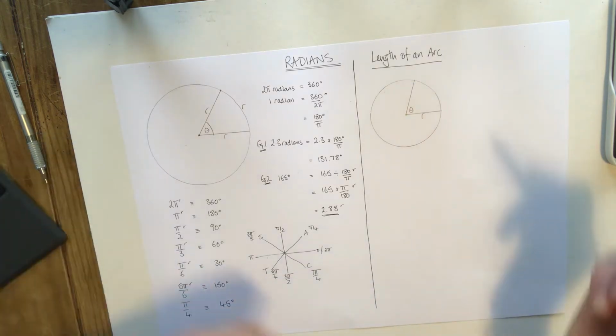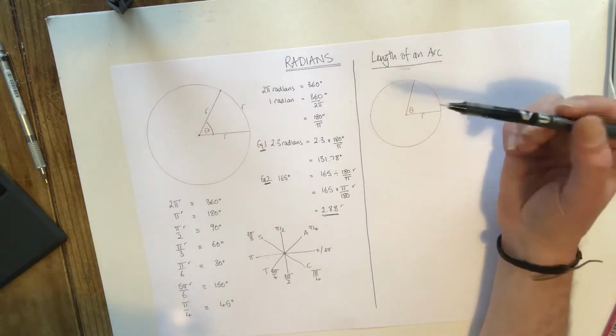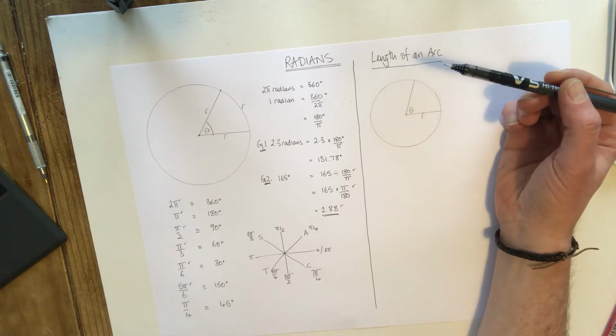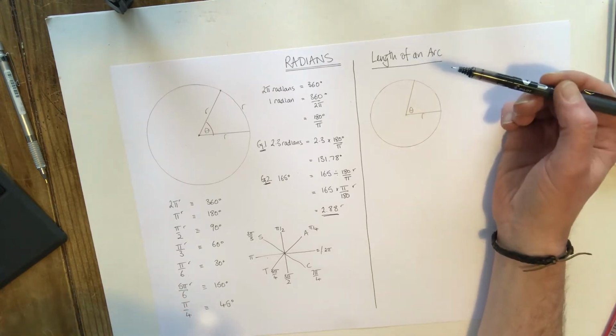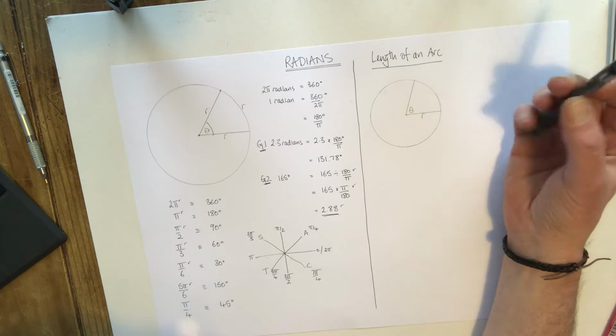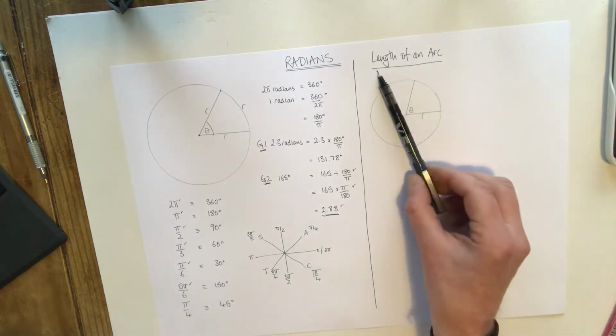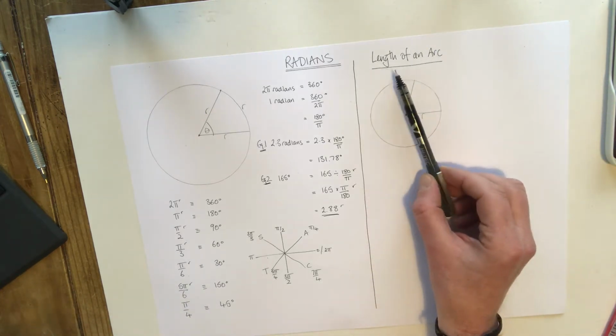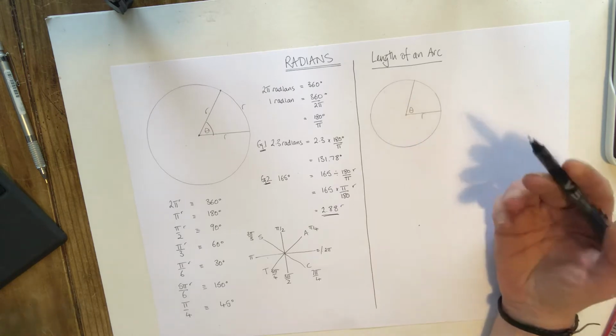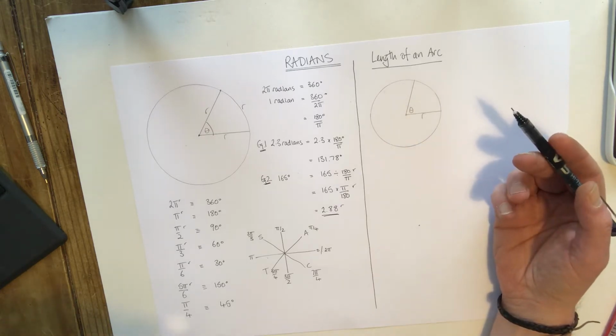Okay, radians. Second video on radians. This is chapter 5 from the year 2 A-level maths book by Pearson. This time we're going to look at the length of an arc, and we're also going to look at the area of a sector and the area of a segment.